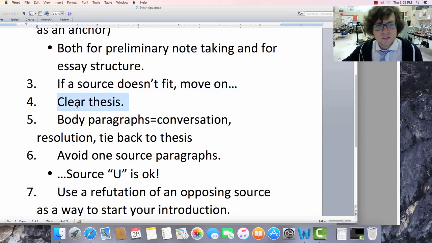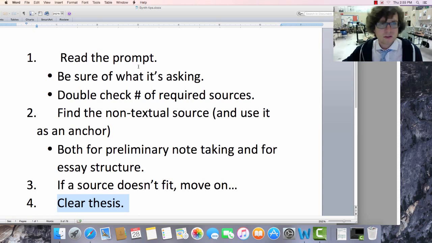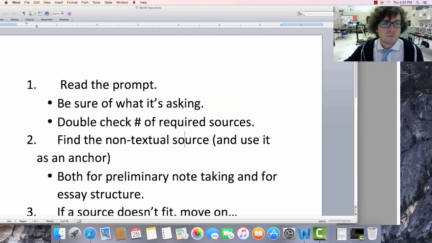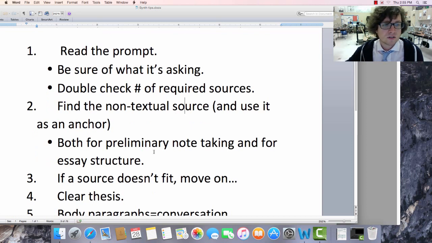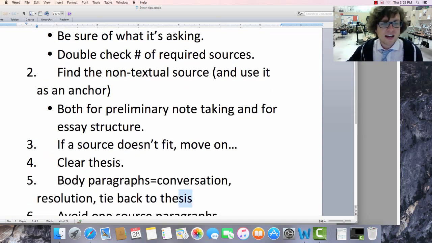Clear thesis. This is going to be important, especially if the question they gave you in the prompt is confusing, but it's also going to be important because tip number 5, as you see, you want to tie everything back to the thesis. So if your thesis is clear, you know what it is that you're trying to prove. You can remind your audience, I'm proving that, every single time.